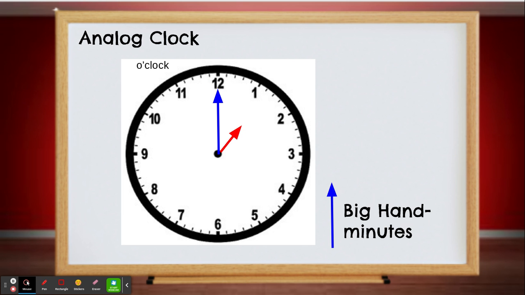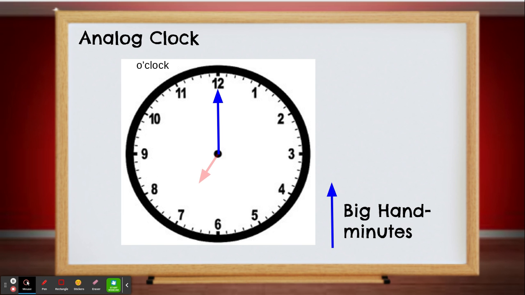So if we're reading our analog clock right now, we're going to notice that the red small hand is 1 hour and the blue is o'clock. So our time is 1 o'clock. All right, boys and girls. Let's try this one. Where is the small hand pointing to? Yep, if you said 4 o'clock, you are right, because the little red hand is pointing to the 4, and the long big hand is pointing to o'clock.